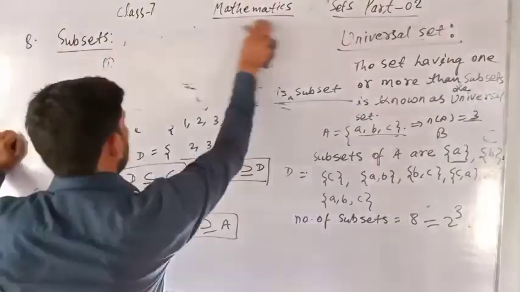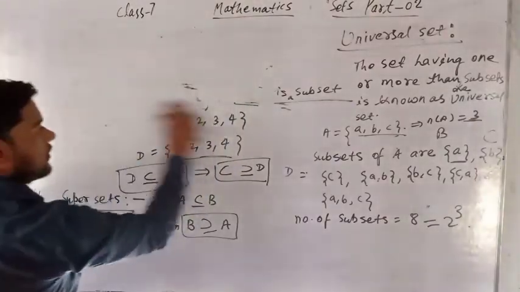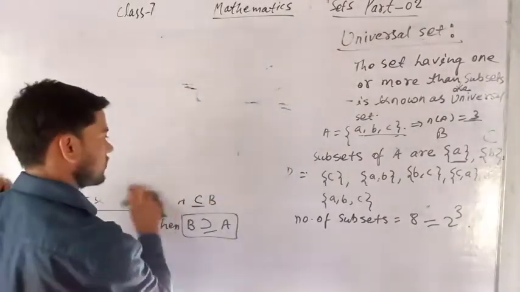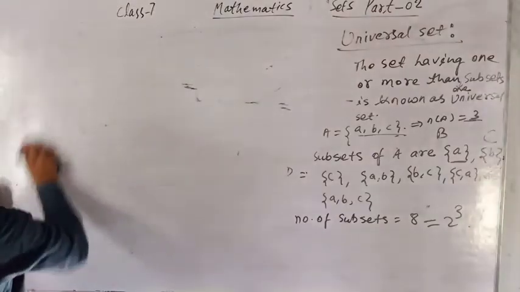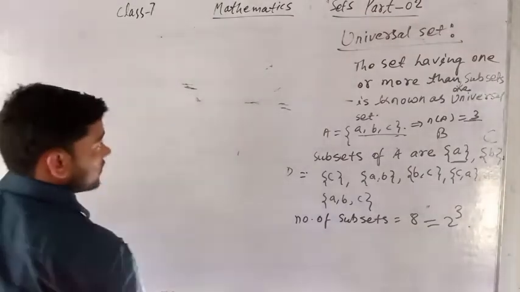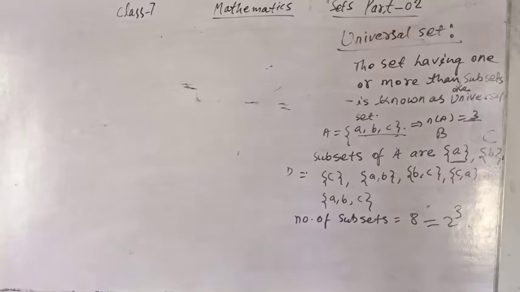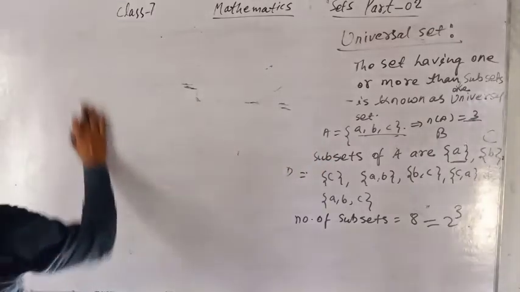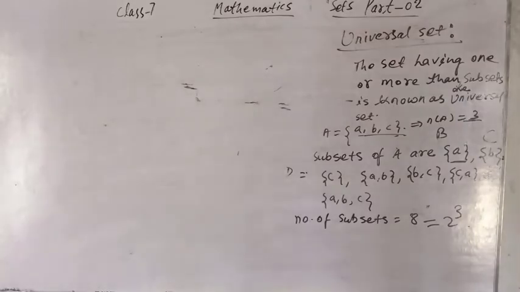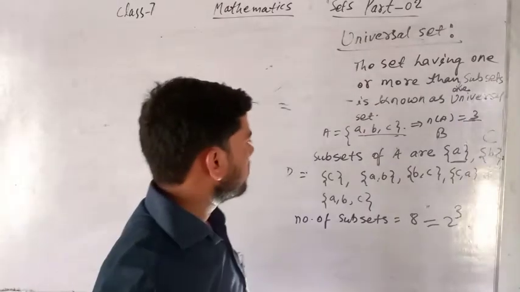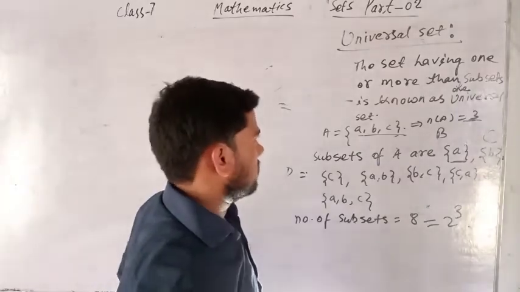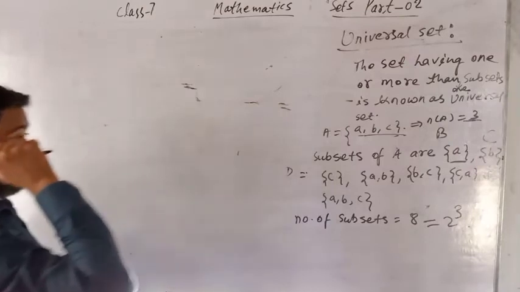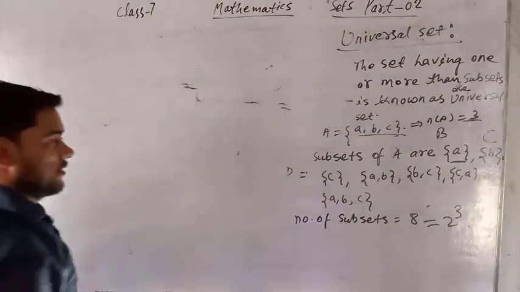Universal sets, I hope you have understood. The set having one or more than one subsets is known as a universal set. One more example. So every set can be a universal set because every set has a subset.